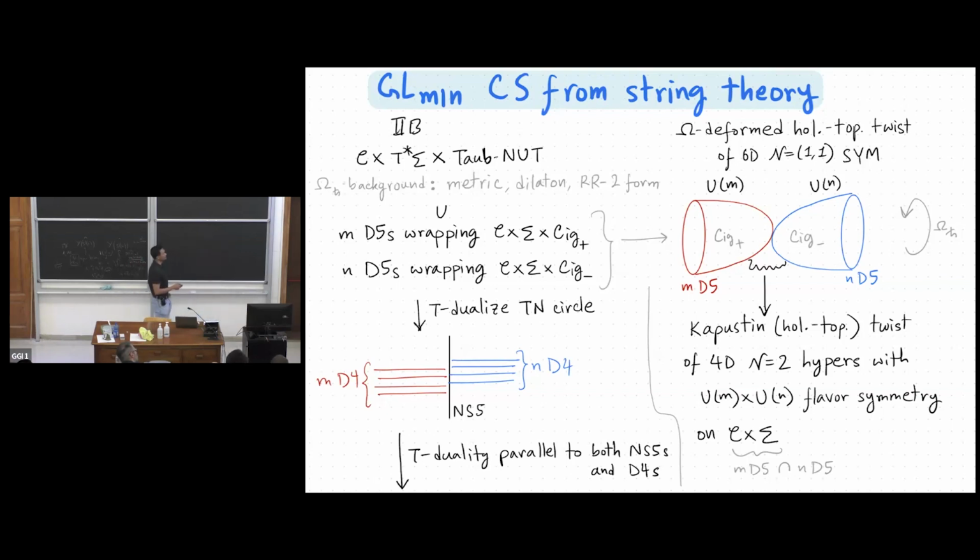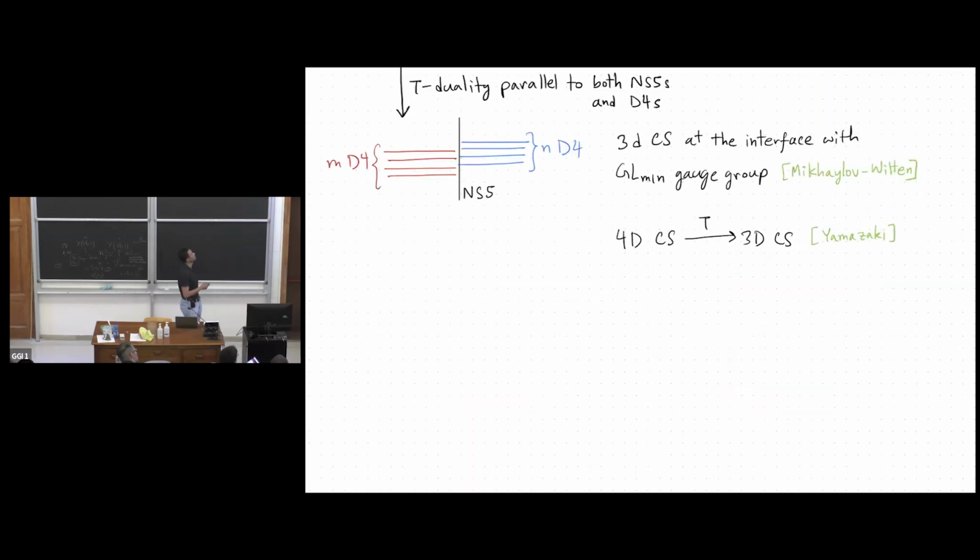It's kind of a side comment, or some alternate version: starting from here, I can T-dualize the top nut circle, which then gives me an NS5, which is a dual of this top geometry. And then I have some D4s ending on the NS5 from different sides. So if I further T-dualize parallel to both NS5 and D4, sorry, this is a typo. This should be D3. This should be D3. This is NS5. So then you have some 4-dimensional theory with gauge symmetry, 4-dimensional theory with gauge symmetry, and some domain wall between them, and some twisted version of this theory. And this was the construction of 3D Chern-Simons with super Lie algebra symmetry by Mikhailov and Witten.